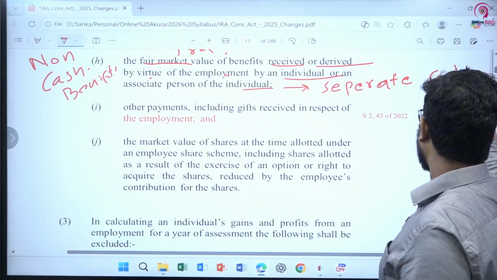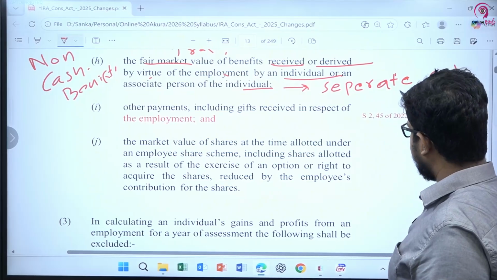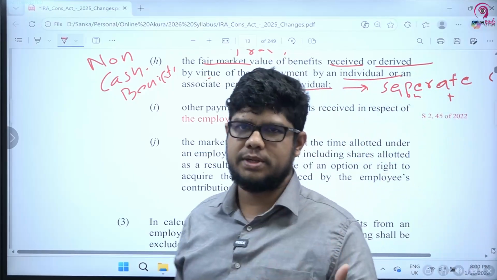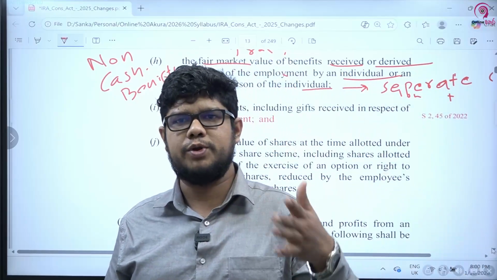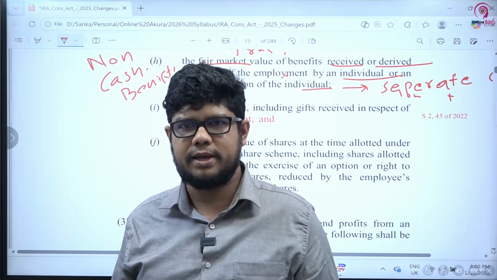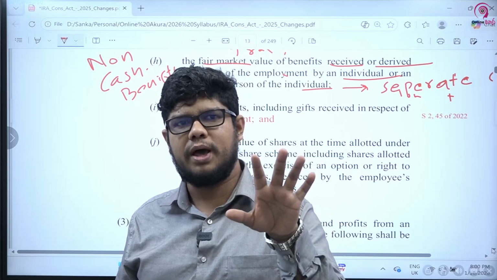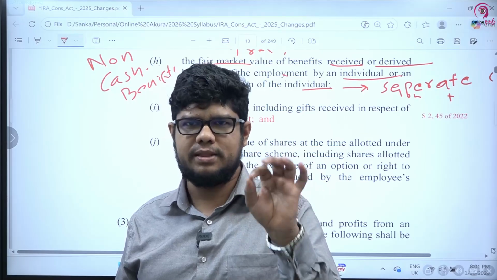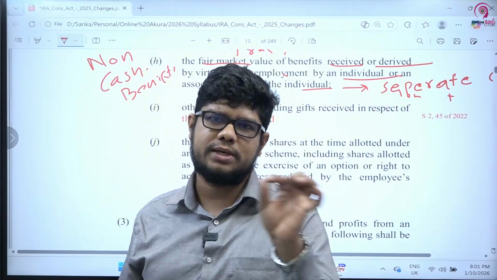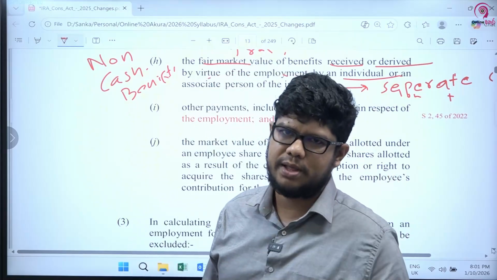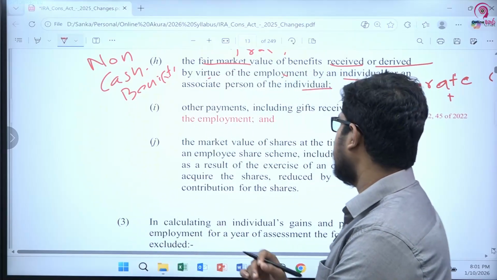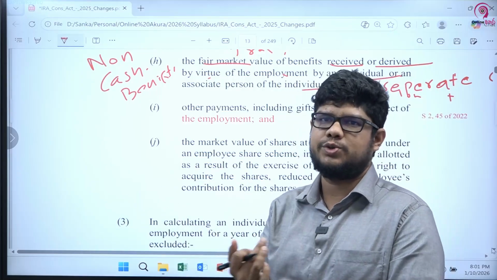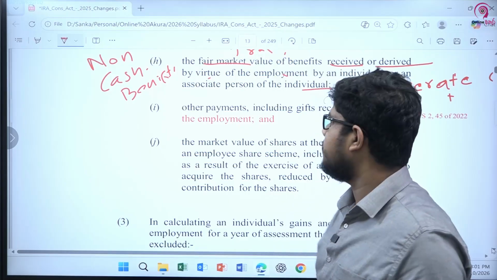Guide or circular for non-cash benefit. You can download it from the IRD website, www.ird.gov.lk, and there is a tab called APIT. In that, if you select it, you can see non-cash benefit. There is a document called non-cash benefit. You can download it and you should purchase it if you are taking this into your examination, right?